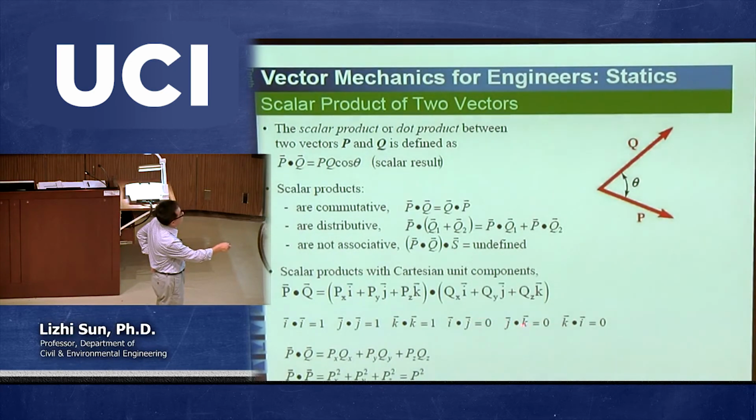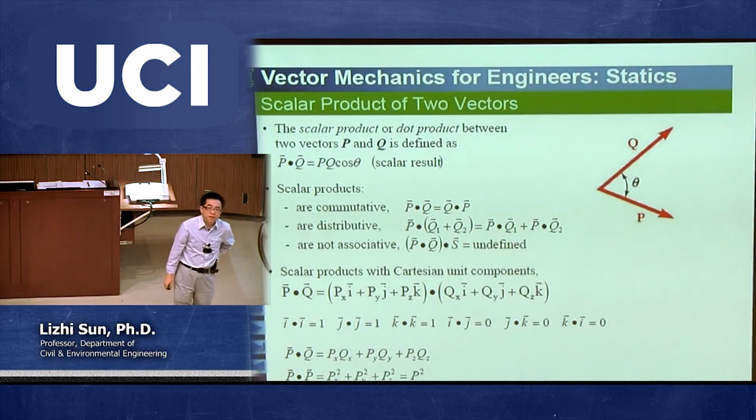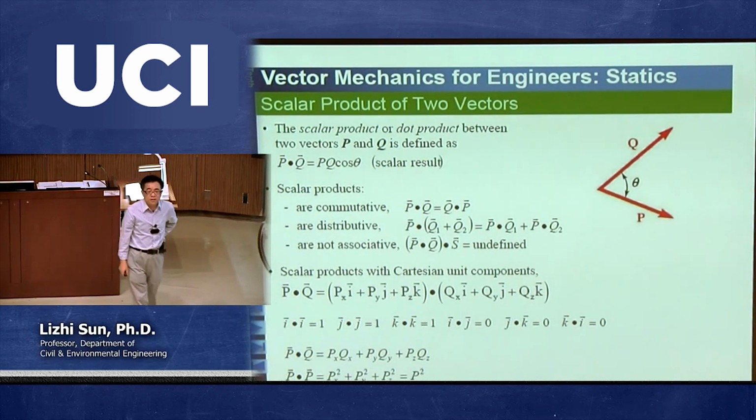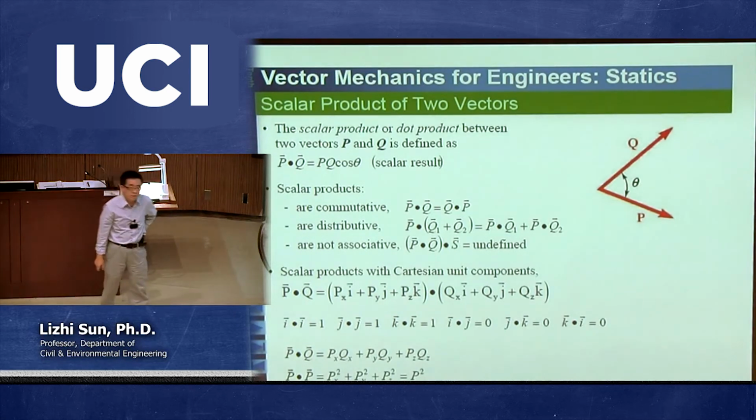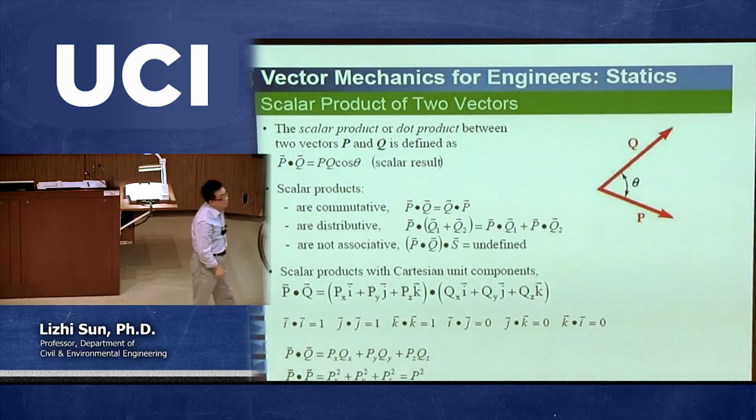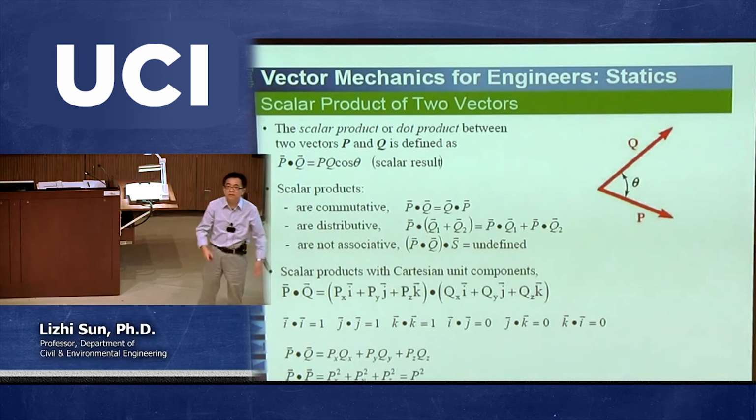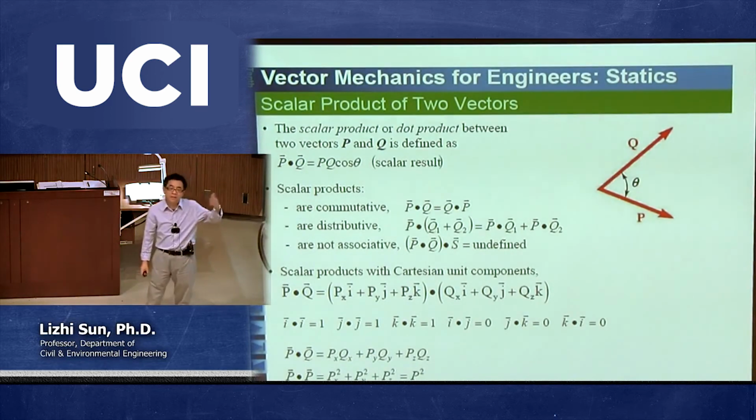Same thing for J dot K, same thing for K dot I. So for any two orthogonal vectors, if you want to do the scalar product, or the dot product, the result should be 0. It's simply because the angle between these two vectors is 90 degrees, and cosine 90 equals 0. Okay, so I hope you can easily understand and memorize these.